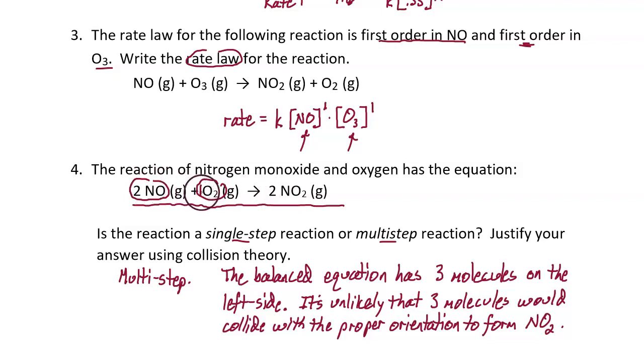So if 3 molecules have to collide together, remember that collision theory says those 3 molecules have to collide with sufficient energy and proper orientation that they can attach to each other to create this product. Well, it's unlikely that three molecules are going to hit into each other with just the proper orientation to make that product. It's more likely that this is multi-step, that in the first step, two of the molecules bump into each other to make an intermediate product, and then that intermediate bumps into the third molecule to end up making the final product.